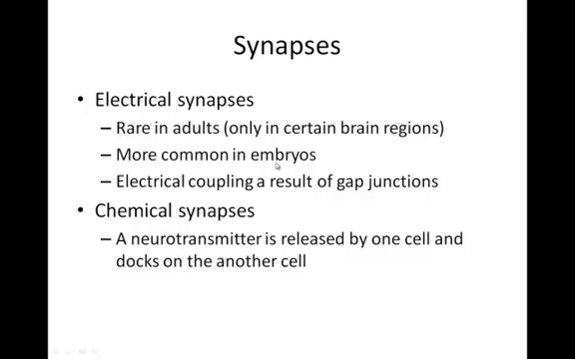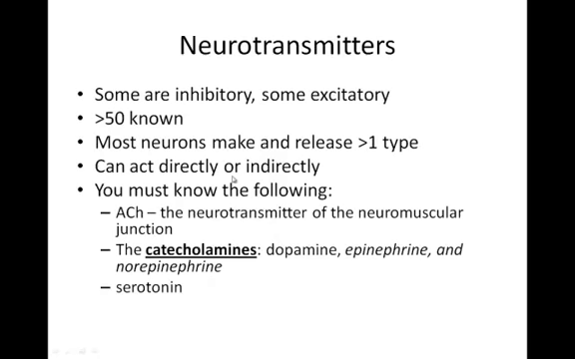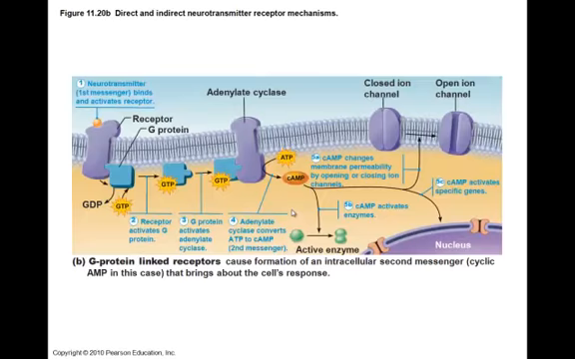These are much more common when we're embryos, and then they convert over to chemical synapses. So electrical synapses are rare, but not so rare in embryos. They're very common in embryos, and then they convert over to chemical synapses. Okay, we'll talk about neurotransmitters next time.